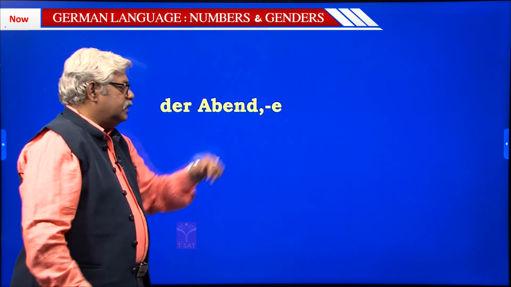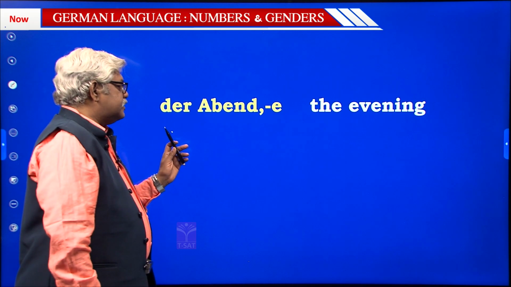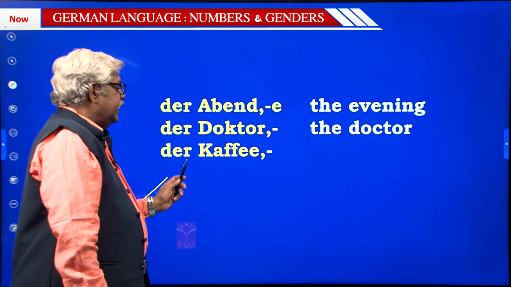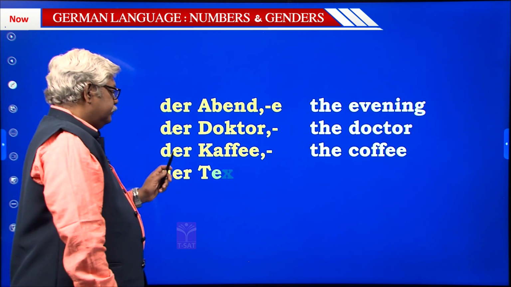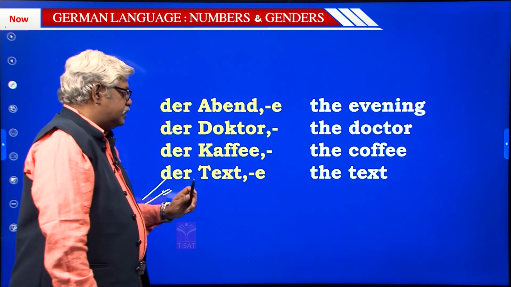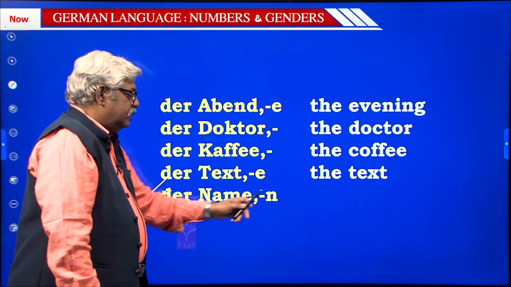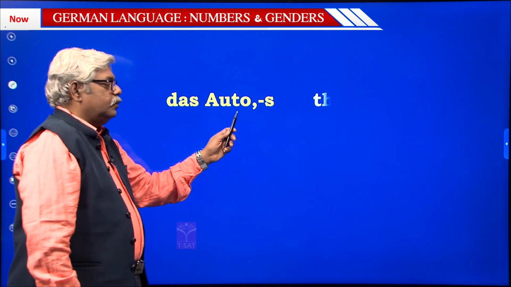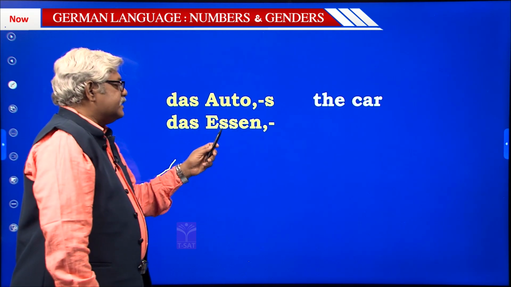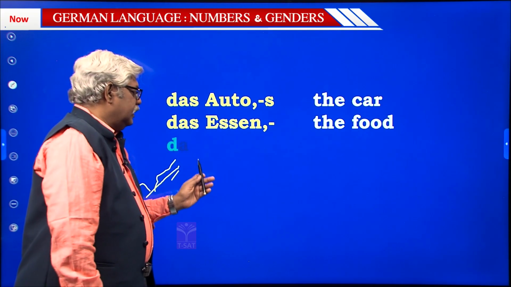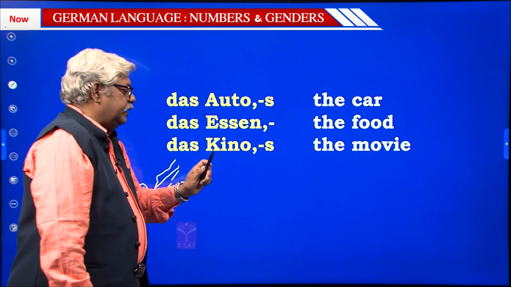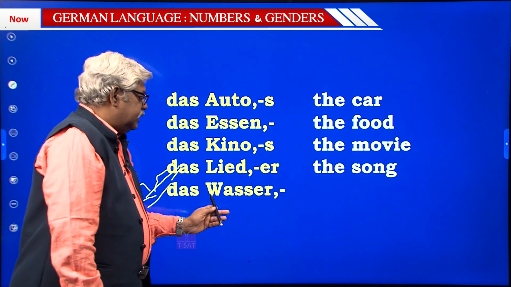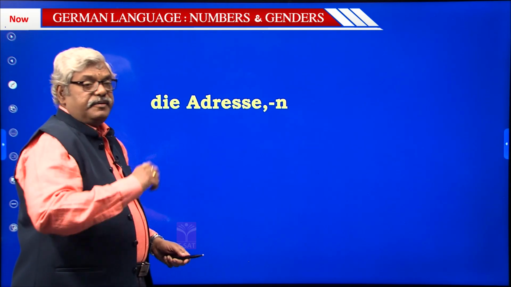Der Abend, the evening. Then next word, der Doktor, the doctor. Der Kaffee, the coffee. Der Text, the text. Der Name, the name. These are only few examples for masculine. Next, das Auto, the car. Das Essen, the food. Das Kino, the movie. Das Lied, the song. Das Wasser, the water.